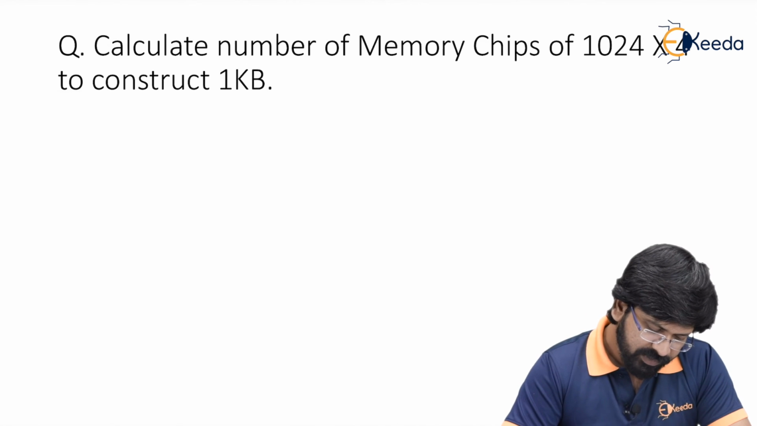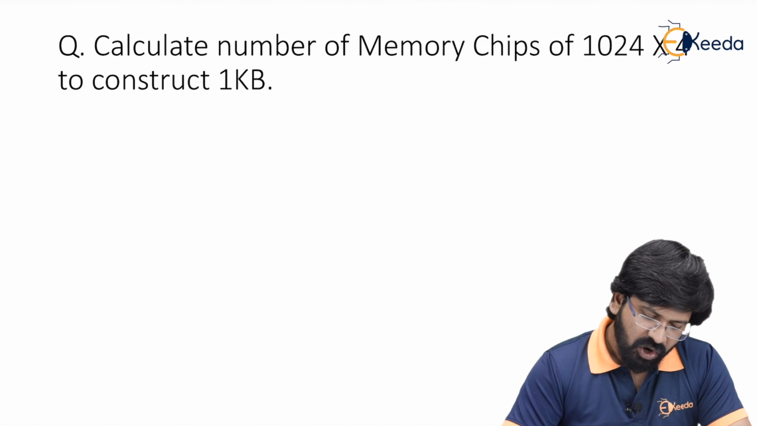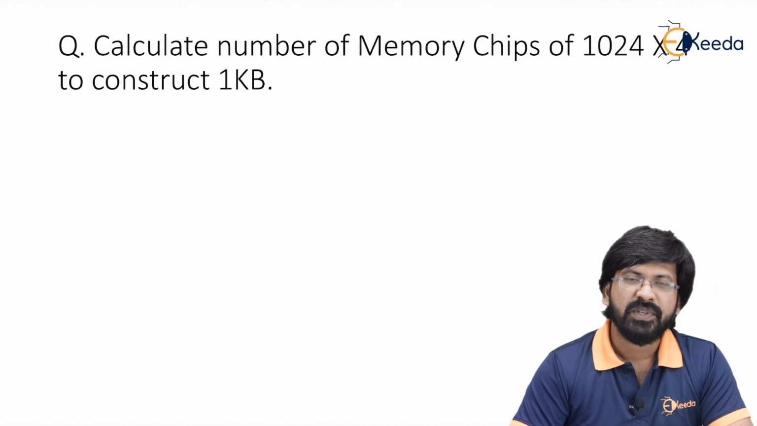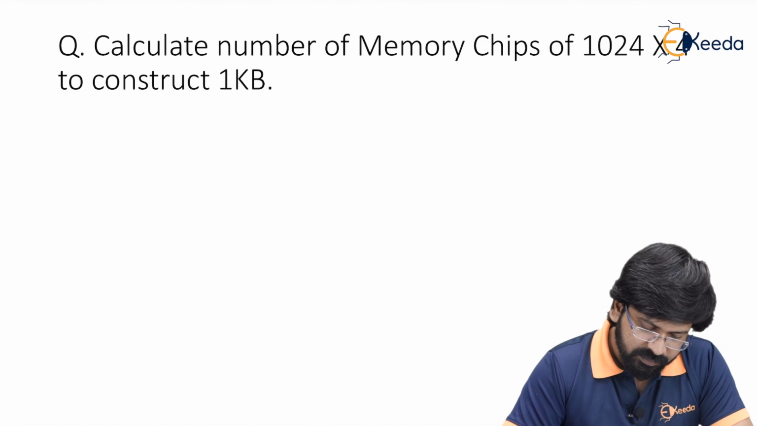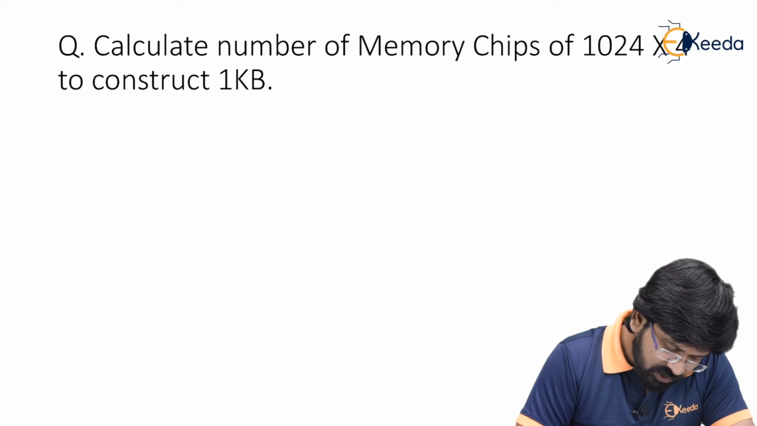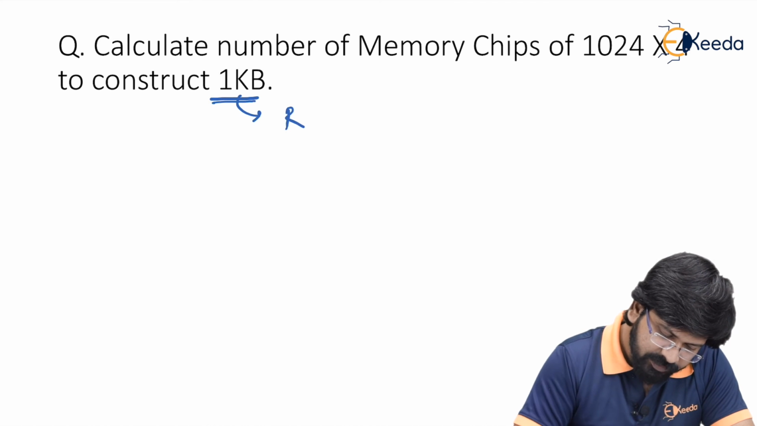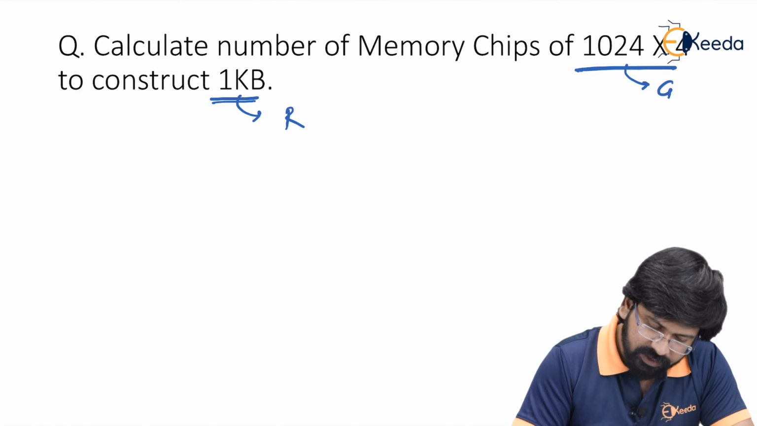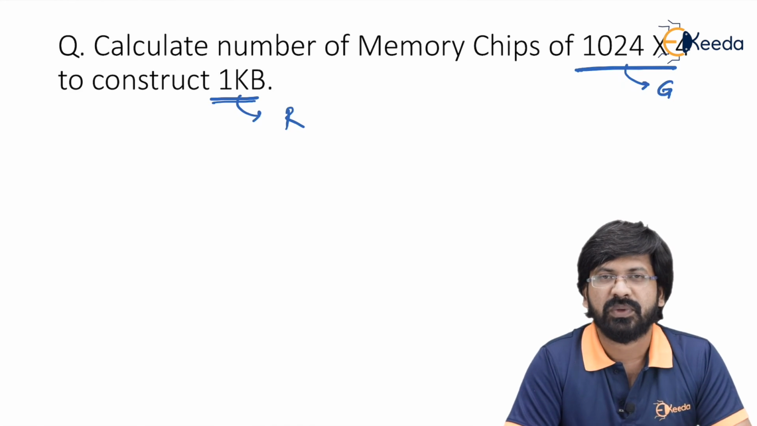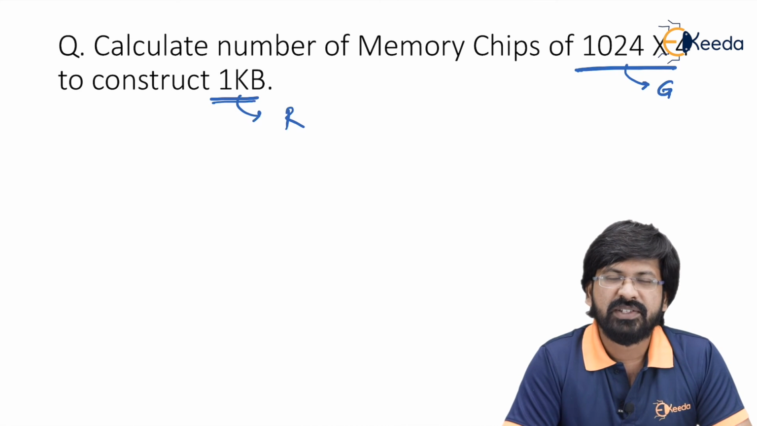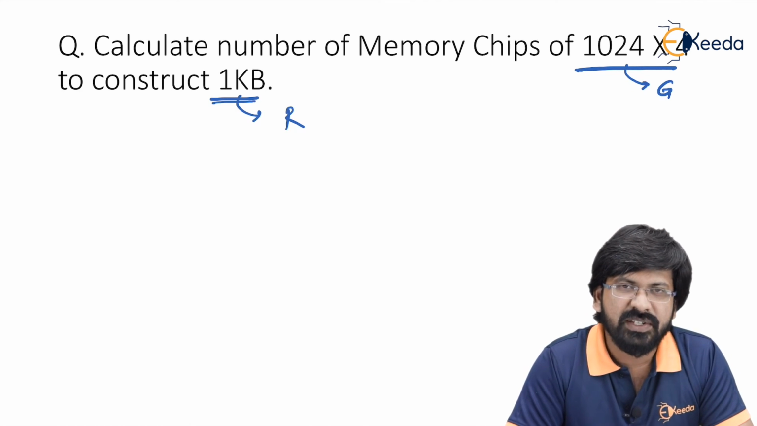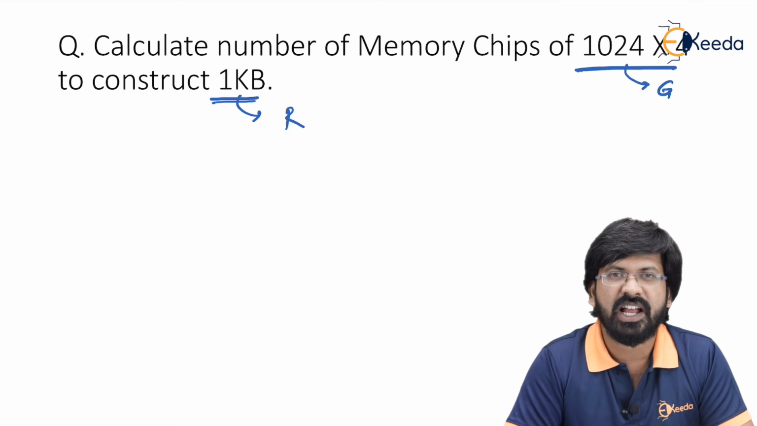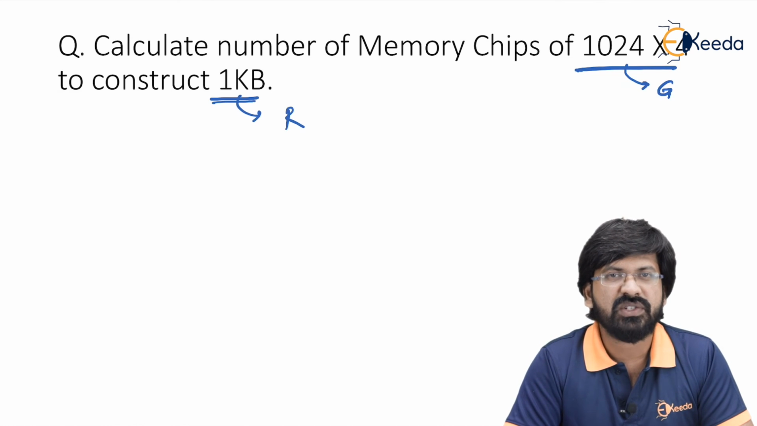So moving towards the last question: calculate the number of memory chips of 1024 cross 4 needed to construct 1 KB. I'm sure you understood the question. What is given and what is required should be known to you. In this case, you need to construct 1 KB, therefore this is your requirement, right? And what is given to you is not 1 KB, it is 1024 cross 4. So this is given. What is meant by 1024 cross 4? It means there are a total of 1024 locations having 4 bits as the size of every location, because the last 4 indicates that the size of every location is just 4 bits.